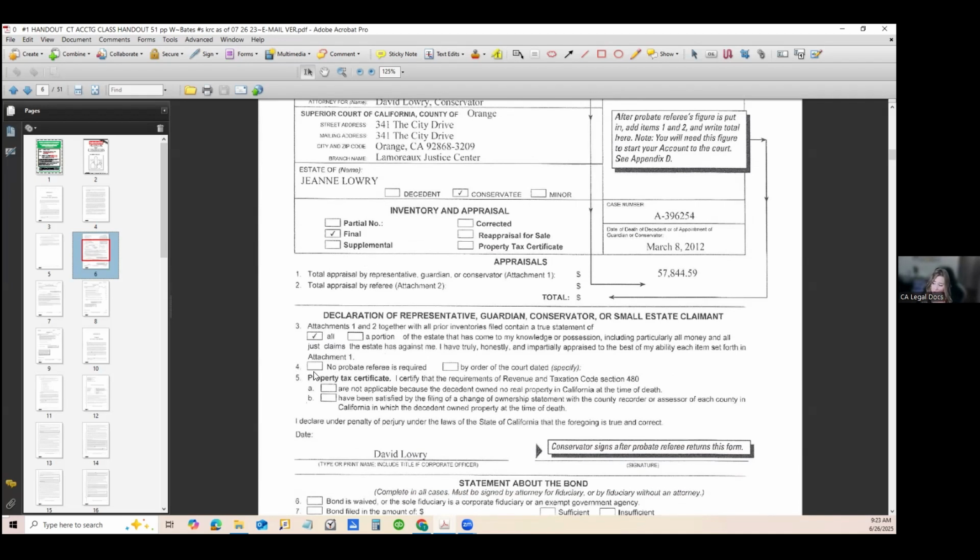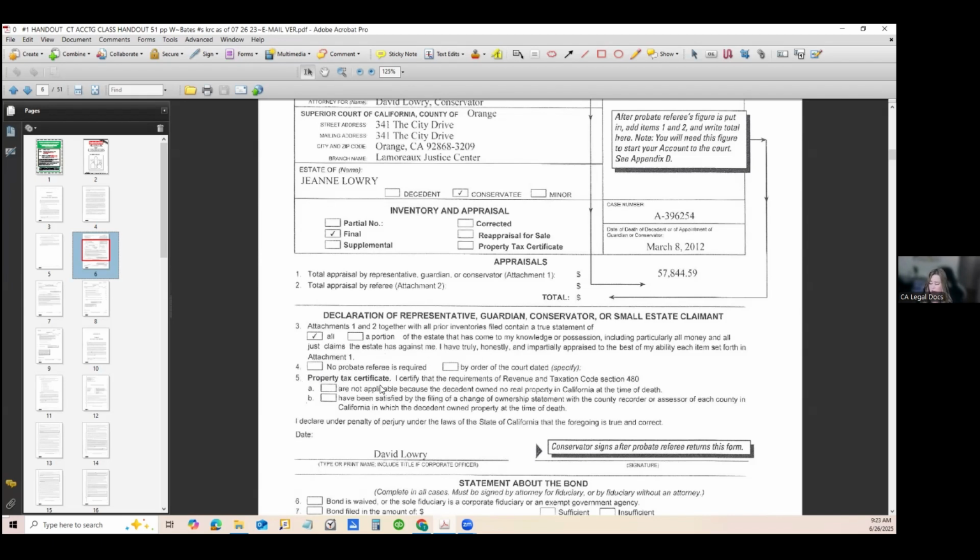Coming down, whether a probate referee is needed or not. If I only have cash assets and no attachment 2 assets, I will mark this box, or you will see this box marked. This box is marked if you do have attachment 2, and the judge has ordered a probate referee. So I will mark this box and I will put right here the date that the judge ordered the probate referee. Coming down to box 5.